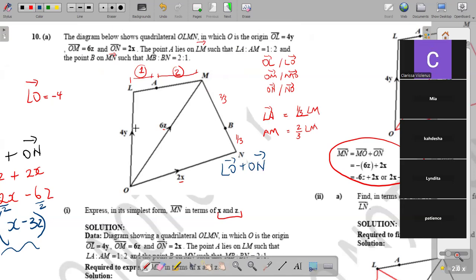So what would I have for LO? Let me see who's thinking. What will be the vector equations for this now? Excellent. Negative 4y. And why is it negative 4y? Because we're going in the opposite direction.